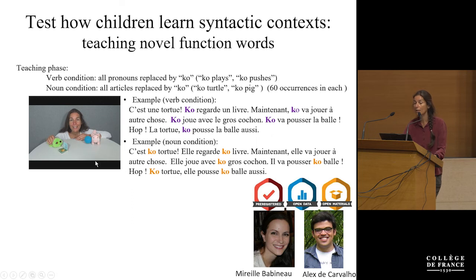We're teaching them a novel function word, in that case, ko. There are two groups of children. They're watching this little video of me playing with known objects, okay, like a book and a pig. And in one condition, the verb condition, every pronoun is replaced by ko. So it goes like this.